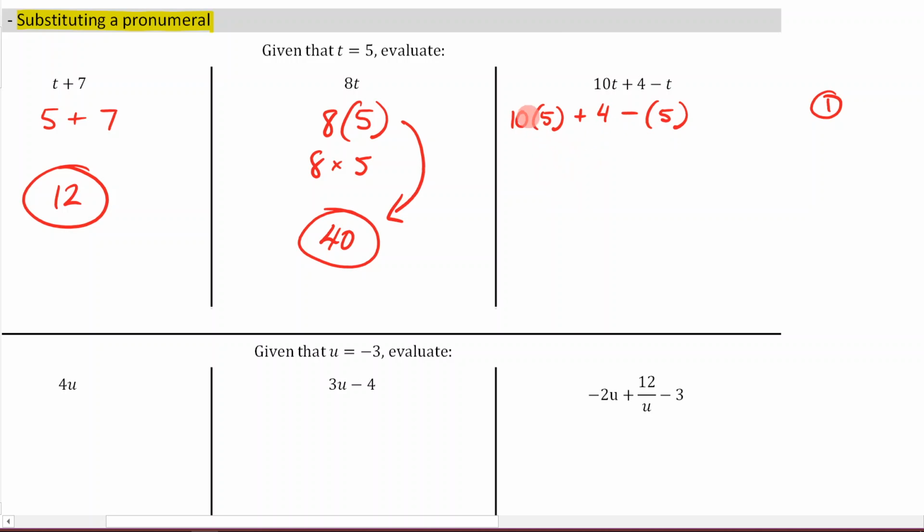Then start evaluating. 10 times 5 is 50. Then I'm going to put plus 5 minus 5. So as you can see, I've just rewritten that. 50 plus 4 is 54. Sorry. 54 minus 5. My final answer is going to be 49. So as you can see, I'm just systematically working through the question, making it easier and easier for me each time.